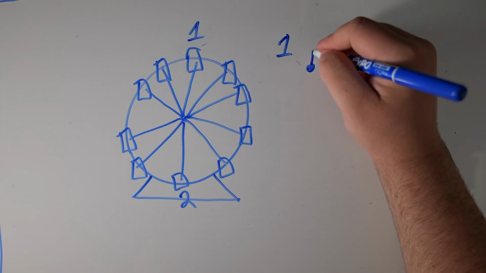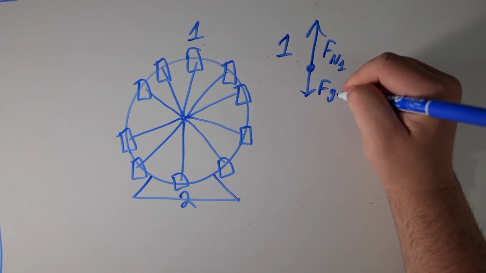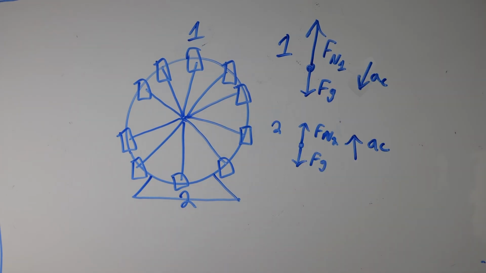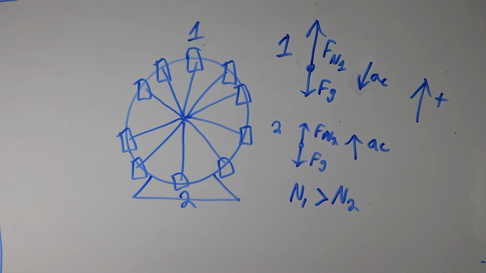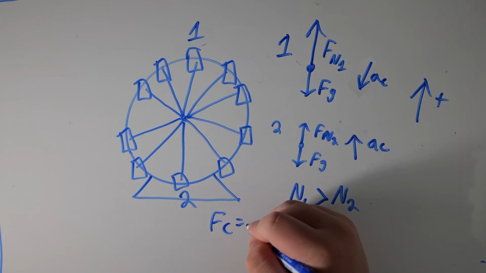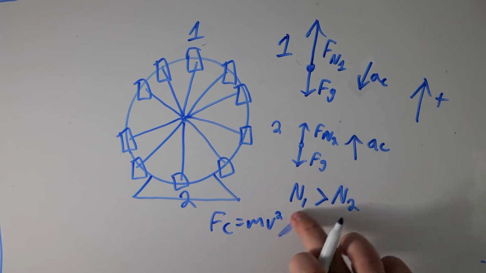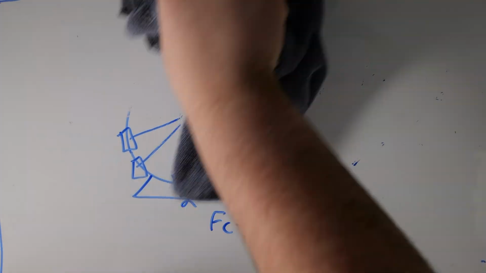Let's use a free body diagram to describe uniform circular motion on a Ferris wheel. The force of gravity is always pointed down, and the normal force is always pointed up. When a person is at the highest point of a Ferris wheel, the normal force is smaller than the normal force at the lowest point. This is because it has to push more to counteract gravity. At the highest point, the centripetal acceleration is pointed down, and at the lowest point, it's pointed up, at the center. There's also a formula to find the centripetal force, and it is centripetal force equals mass times velocity squared divided by the radius of the circle.